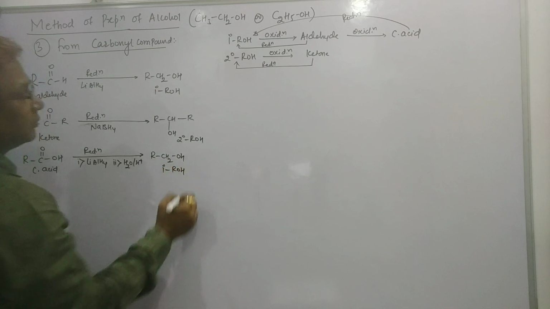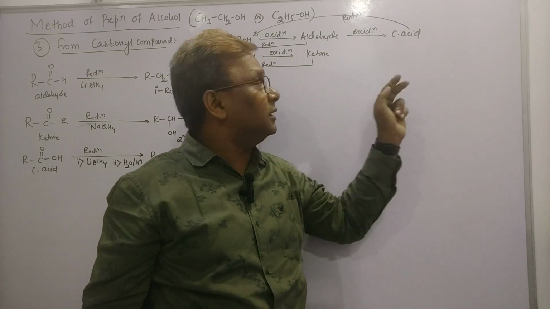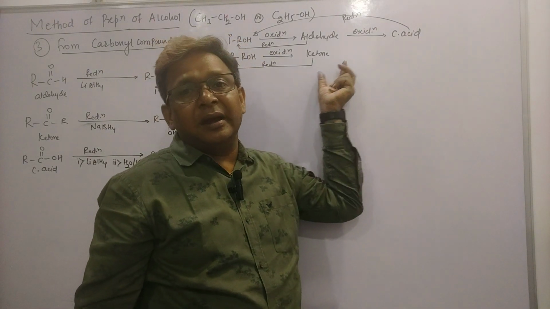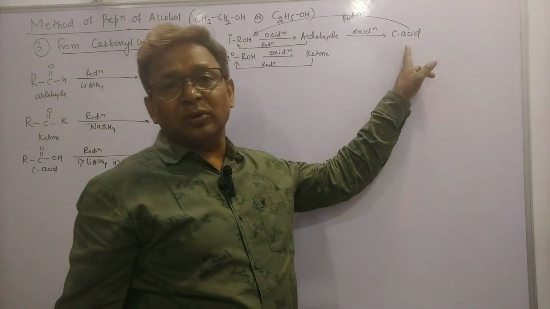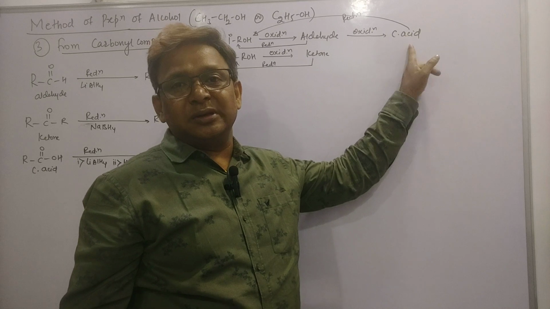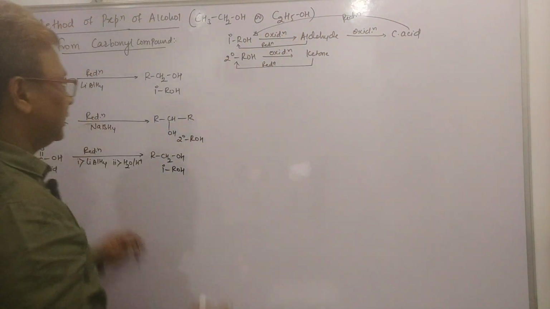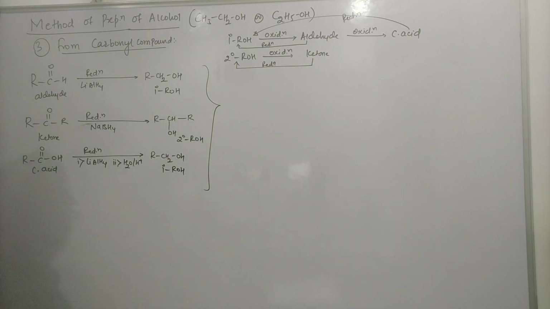It will be converted into 1 degree alcohol, because ketone cannot undergo oxidation at normal condition. Only under drastic condition does it undergo oxidation and give rise to a mixture of carboxylic acid. But as we consider only one carboxylic acid, this carboxylic acid on reduction is converted into 1 degree alcohol. But this is the concept, and this concept we have to apply for the preparation of 1 degree, 2 degree, even 3 degree alcohol.